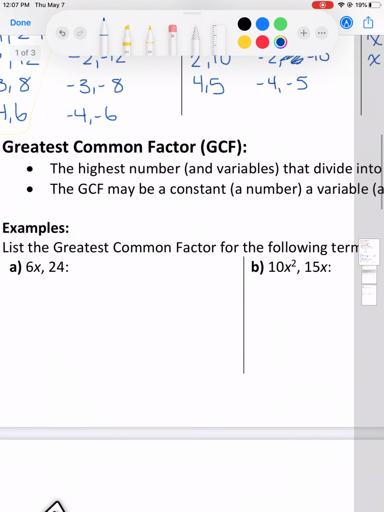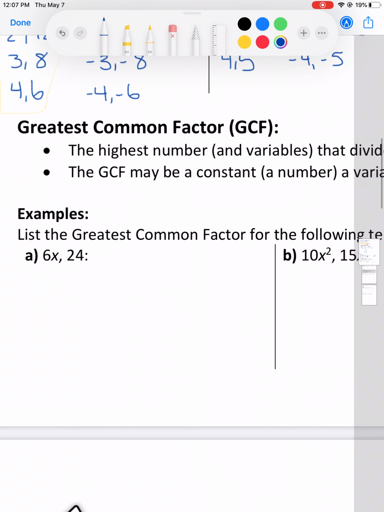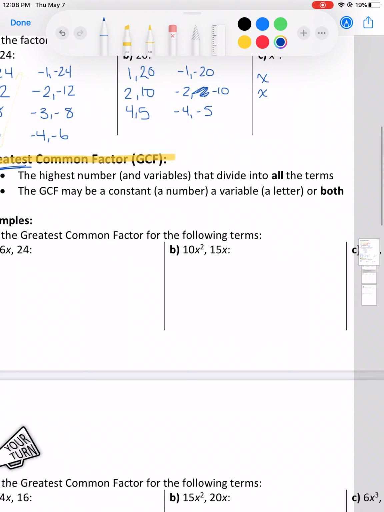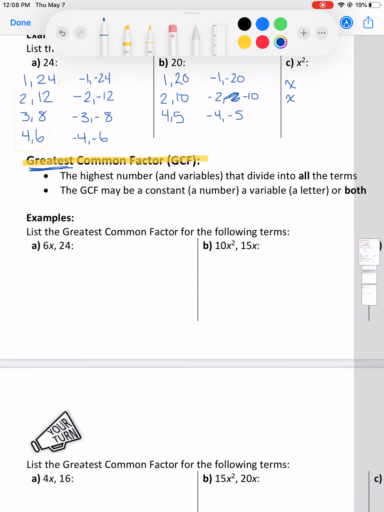Okay. So now what we're going to be doing is the greatest common factor. So when it comes to common factoring, we want to take the number that is the biggest but the same in all the terms. Okay? So the highest number in variables that divide into all the terms. The greatest common factor may be a constant, so a number, a letter, or both.